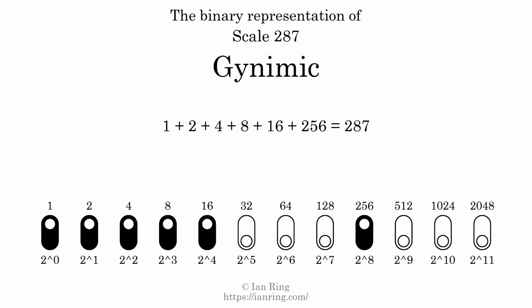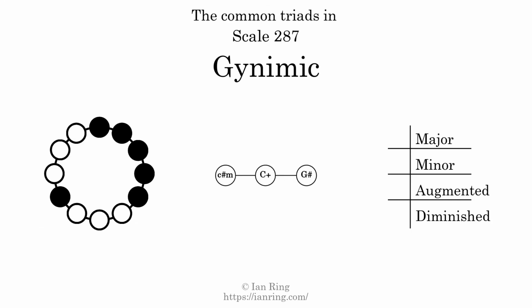The scale number not only enumerates the scale with a unique index, but it also literally describes the tonal content of the scale. Represented as a binary number in base 2, the scale number is 0001000111111. Here are the common triads present in this scale.